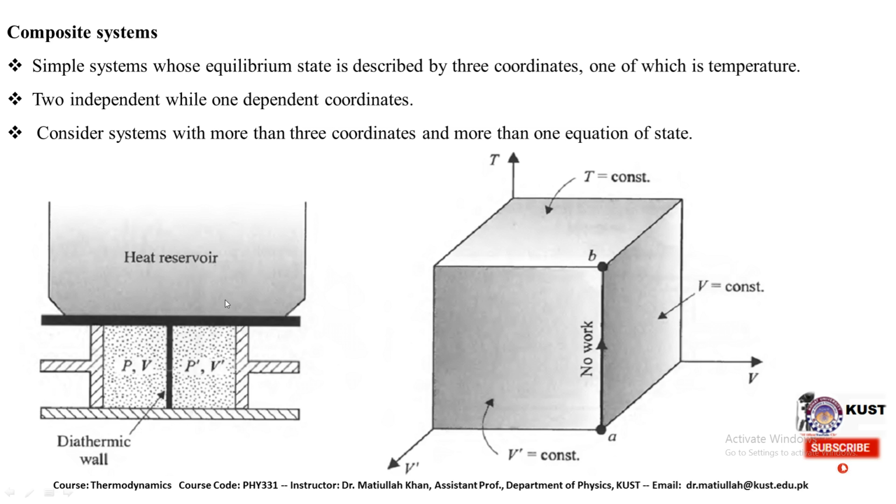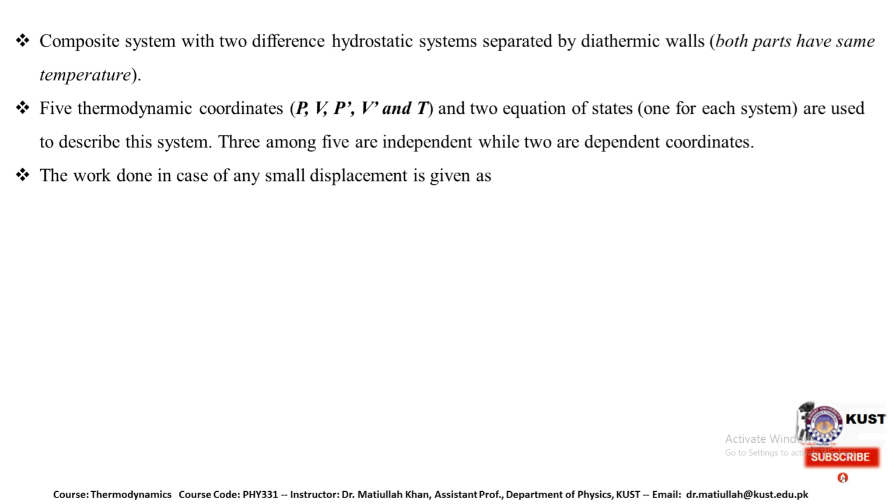So similarly, when we deal with this system, we will need at least two equations of state to describe the equilibrium configuration of this system. This is actually the work diagram that is drawn for it. We will discuss this work diagram at the end. So in this case we have a hydrostatic system separated by a diathermic wall, and the thermodynamic coordinates are represented by P, V, P dash, V dash and T, and two equations of state will be needed for this.